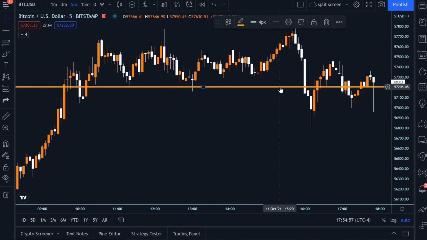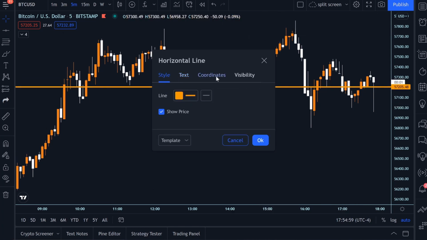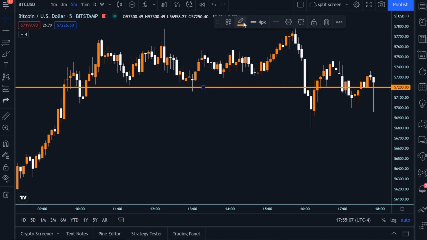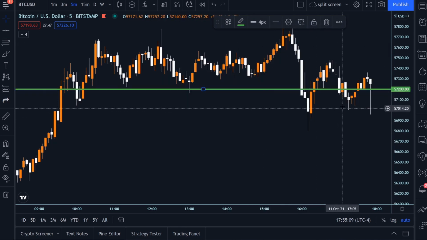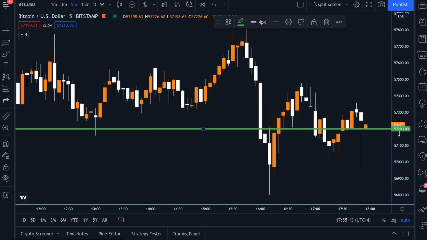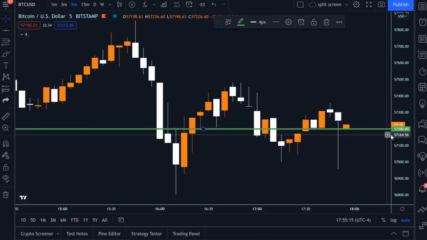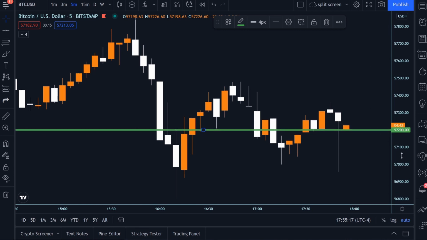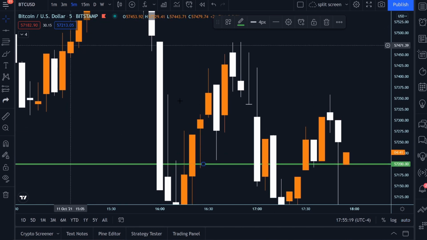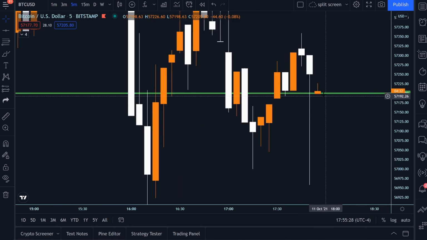And I'm going to double click on the line. And we're going to go to coordinates and type in 57,200. We're going to click OK. I'll change it to green. Green for buy. So if I were to put in a limit order for 57,200, it would not fill until it reached this price. And actually, this new candle that just formed would have filled me.